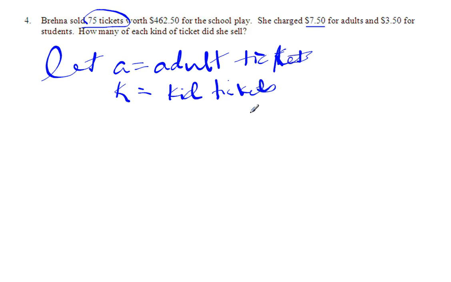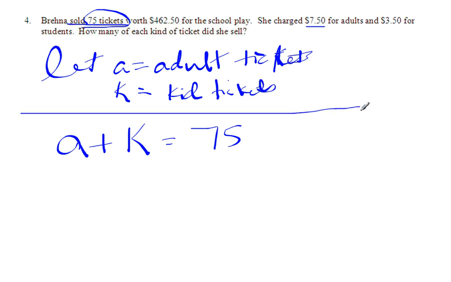Now they didn't say anything like there's twice as many adult tickets as student tickets, or there's 6 more than 3 times the number of adults. They could have done that, and you'd write that as an equation. Here they just said there's 75 total tickets. So you're just going to have to add the total tickets together. Adults plus kids is 75. It's actually pretty straightforward. There's no other information we have yet.